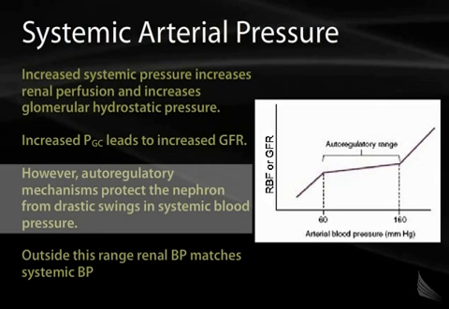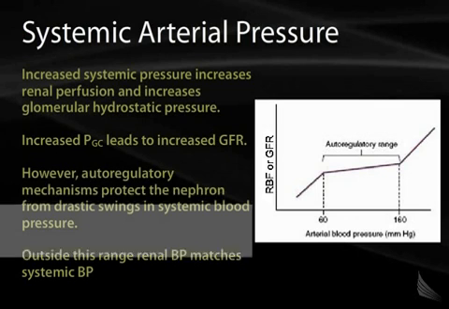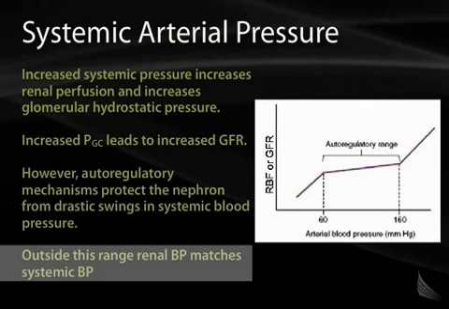You can see here, this is when the arterial blood pressure is in the range of approximately 60 to 160 millimeters of mercury. Outside this range, the renal blood pressure will match systemic blood pressure. However, within this range, the renal circulation tone will change to maintain pressure at a relatively fixed level.